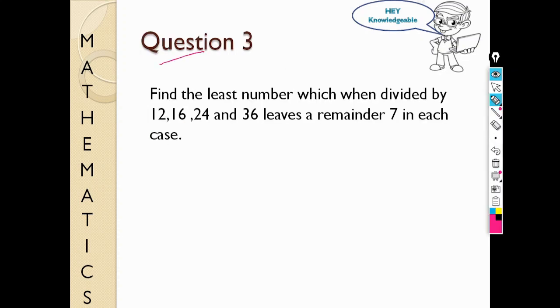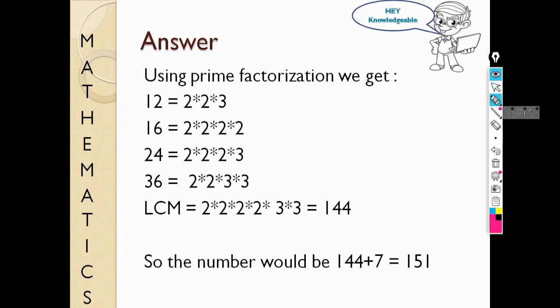So let's see the third question, what it is telling. Find the least number which when divided by 12, 16, 24 and 36 leaves a remainder 7 in each case. If you see, again the indication is there: least. So this is telling us that this is an LCM question. So let's try to solve it.